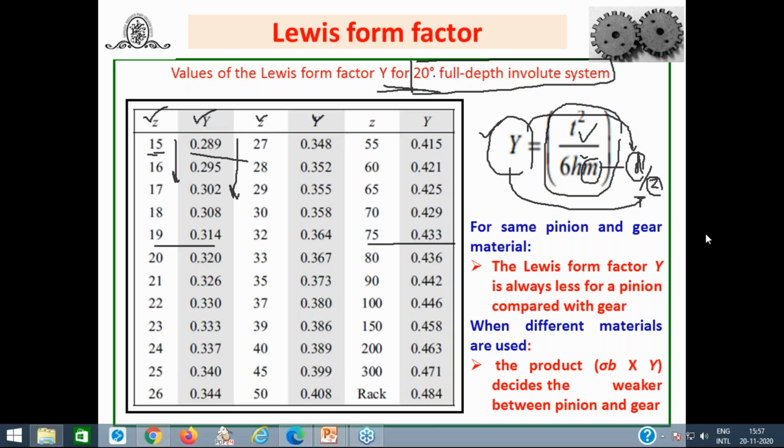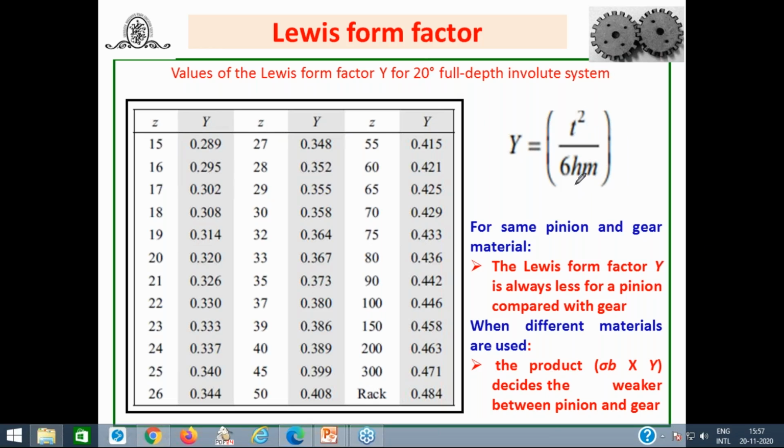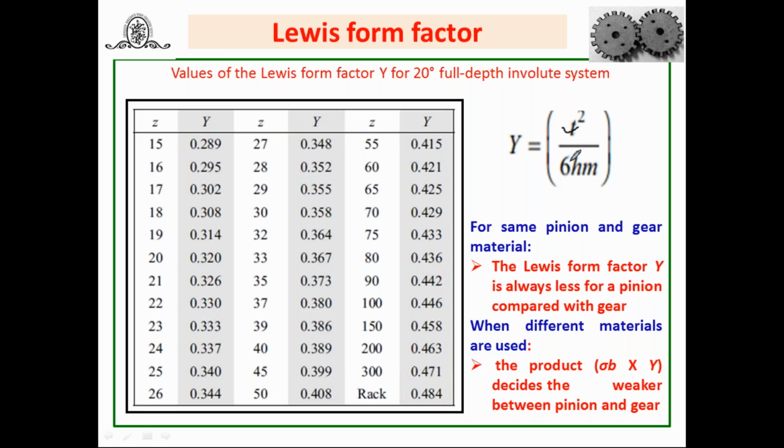But for the Lewis form factor that we have used here, t square by hm, t is the same for pinion and gear. h is also the same. Module is also the same, but module is defined in terms of d and z. Therefore, Y also depends on z and d. Again here it depends on z. Here you will find for z of 15, the value is 0.289. As z increases, the value also increases.